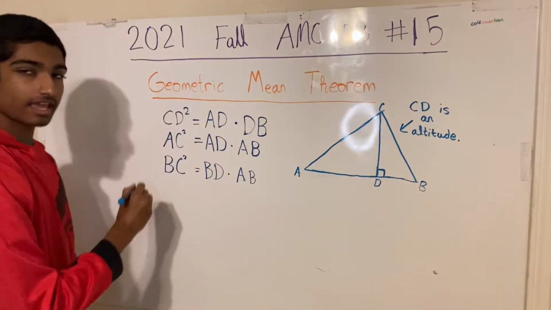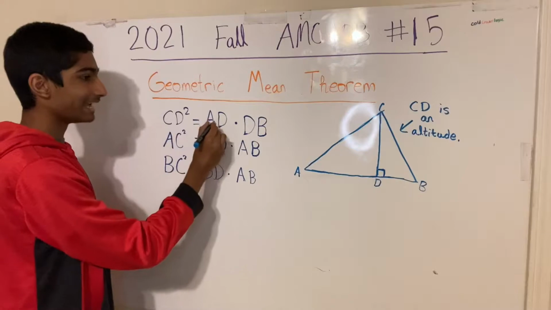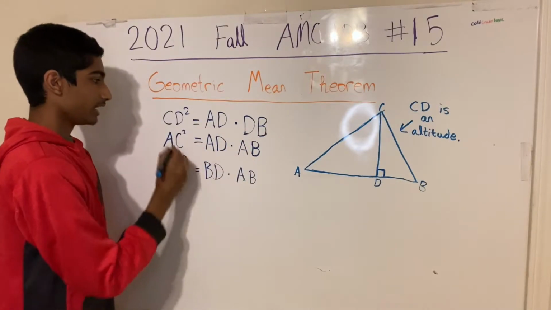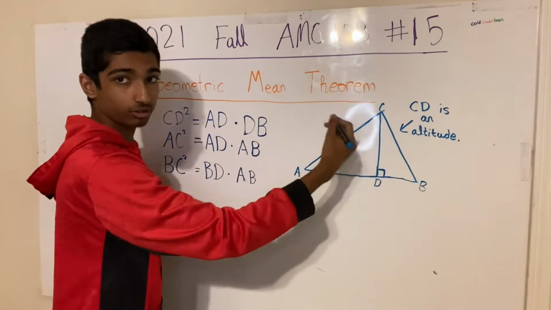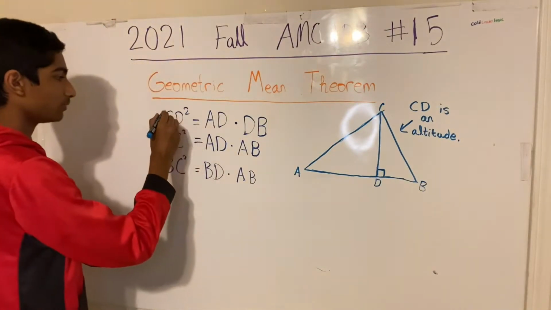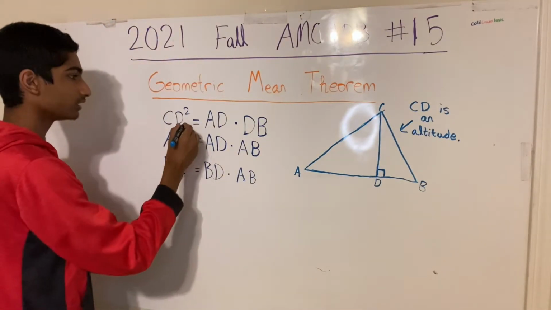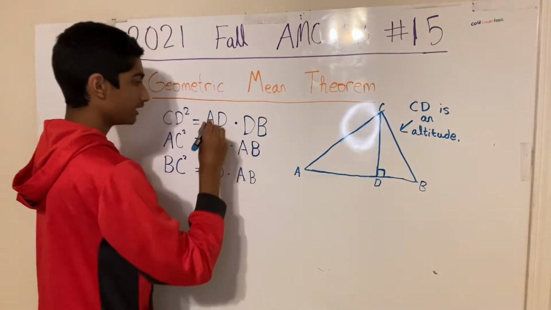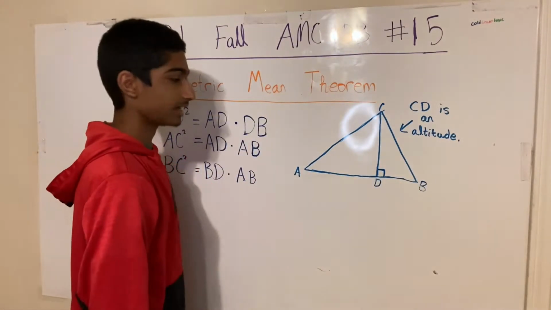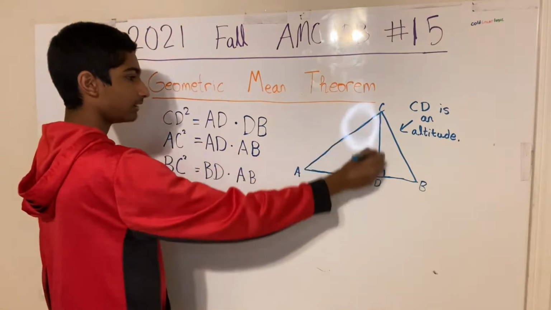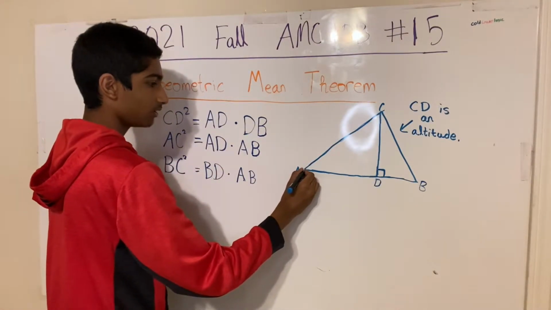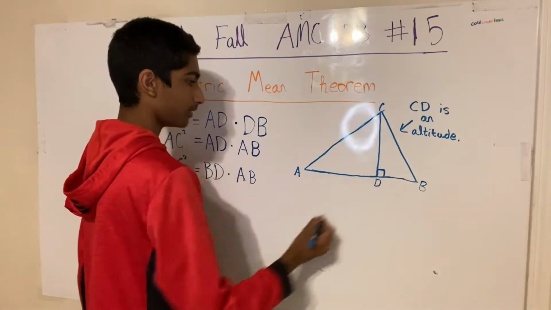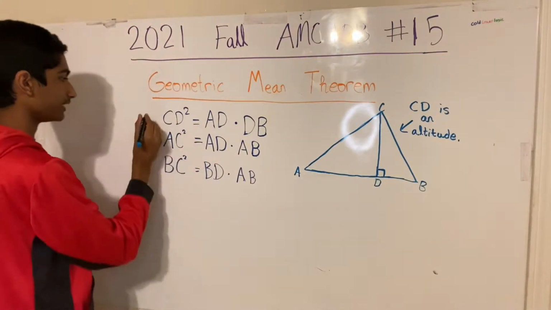So the first one is saying CD squared is equal to AD times DB. And CD is basically the altitude, as I mentioned before. We multiply it by itself, so it's squared, is equal to AD, which is part of the opposite side, times DB, another part of the opposite side. So basically, it's the altitude times one part times the other part. So let me write that out.